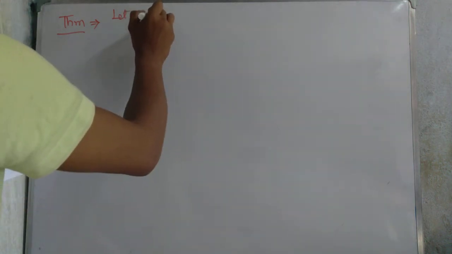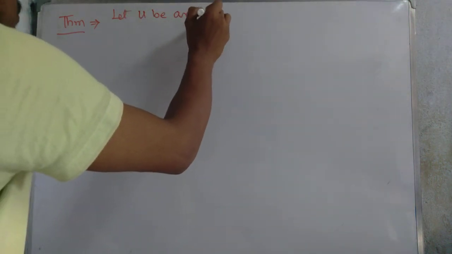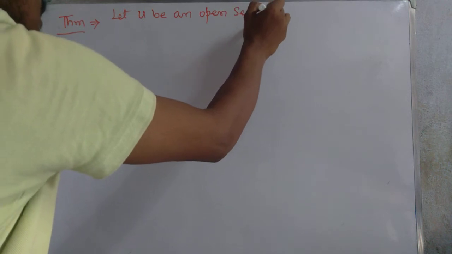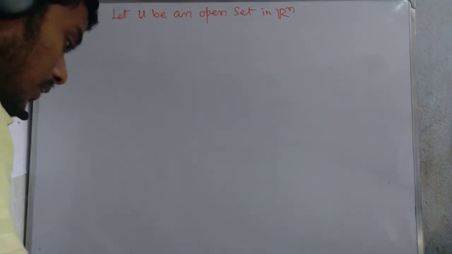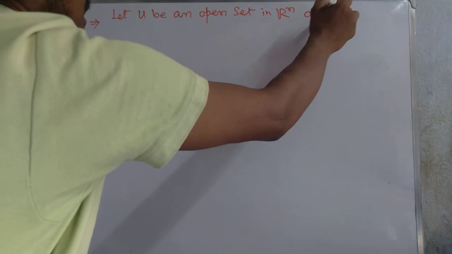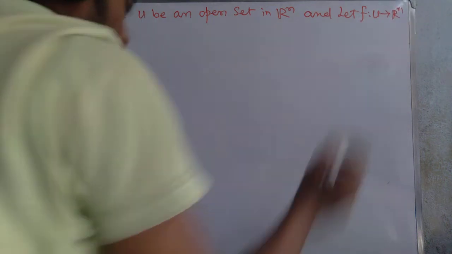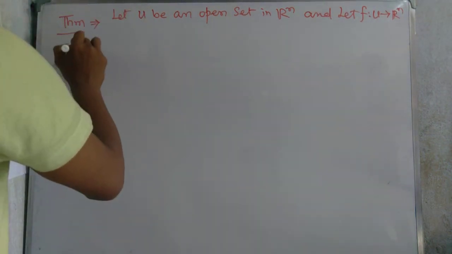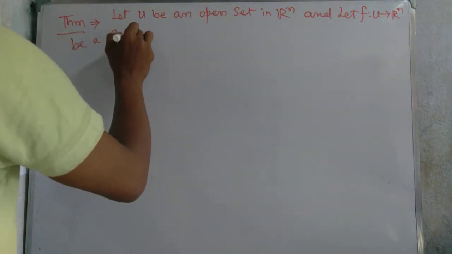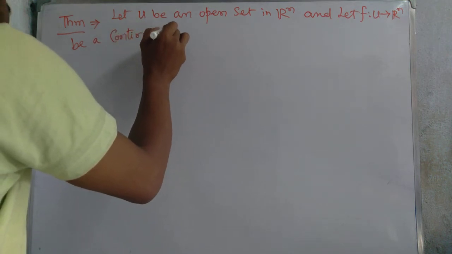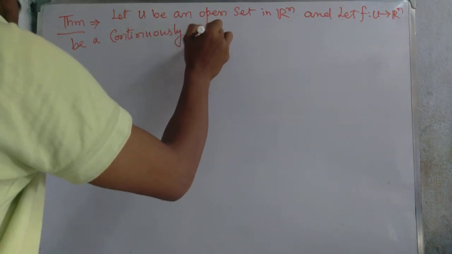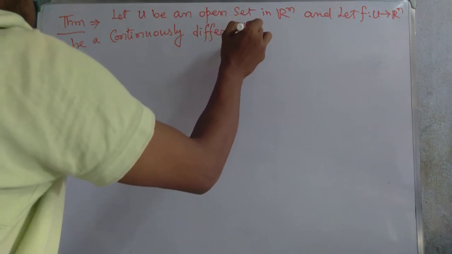Now we write here the theorem. Let U be an open set in R^n, and let f from U to R^n be a continuously differentiable function.